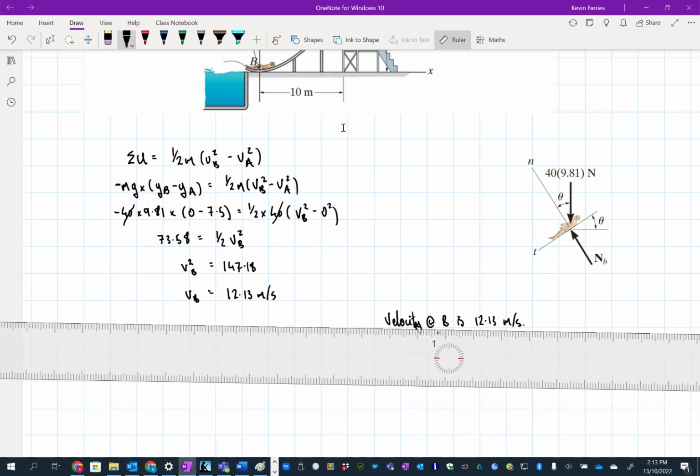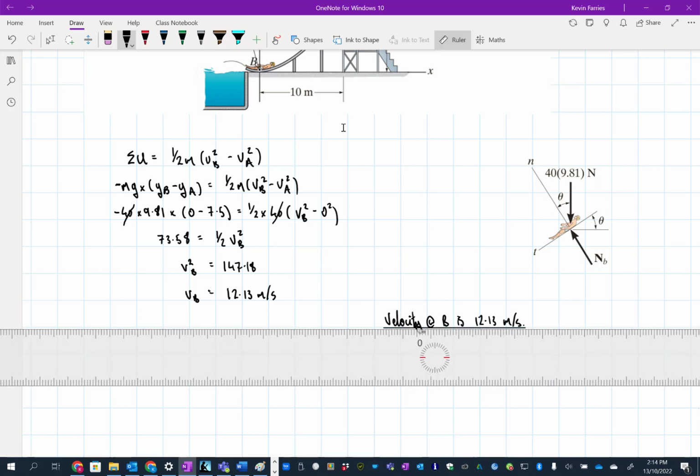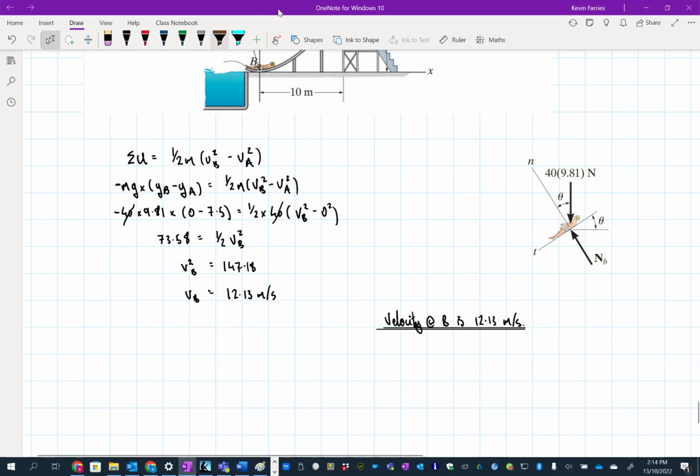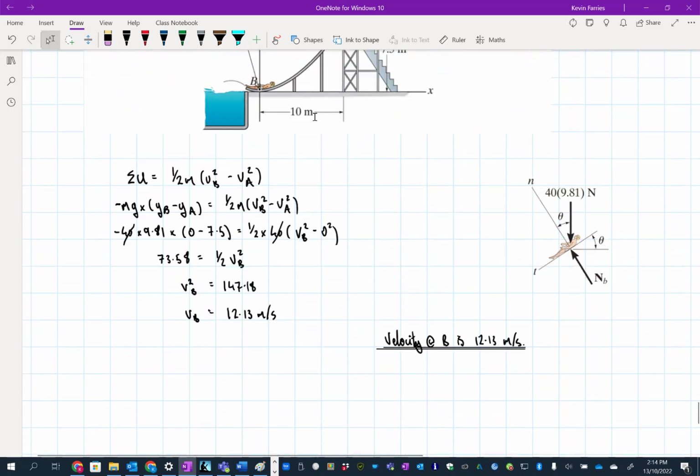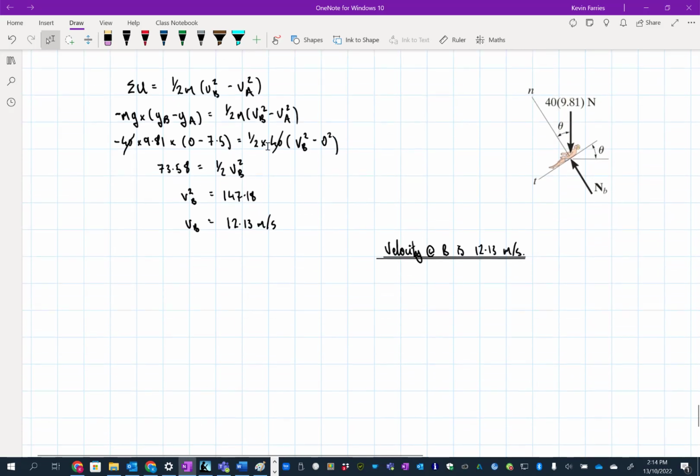Part B is asking us for the normal reaction from the slide onto the boy at B. So let's just draw a little free body diagram of that. I haven't really got an A and a B, I'm just thinking question part A, question part B. So he's down at the bottom there, sliding along, and the slide is curved.